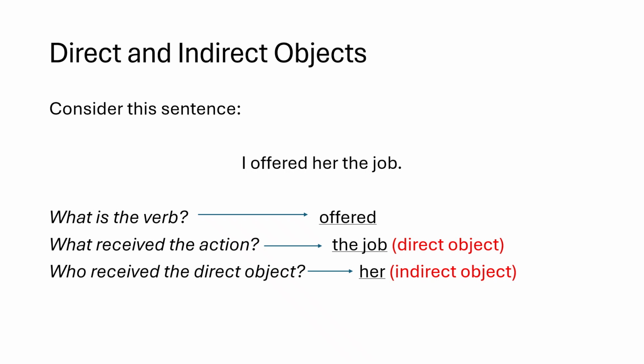Consider this sentence. I offered her the job. What is the verb? Offered. What received the action? The job. This is the direct object. Who received the direct object? Her. This is the indirect object.